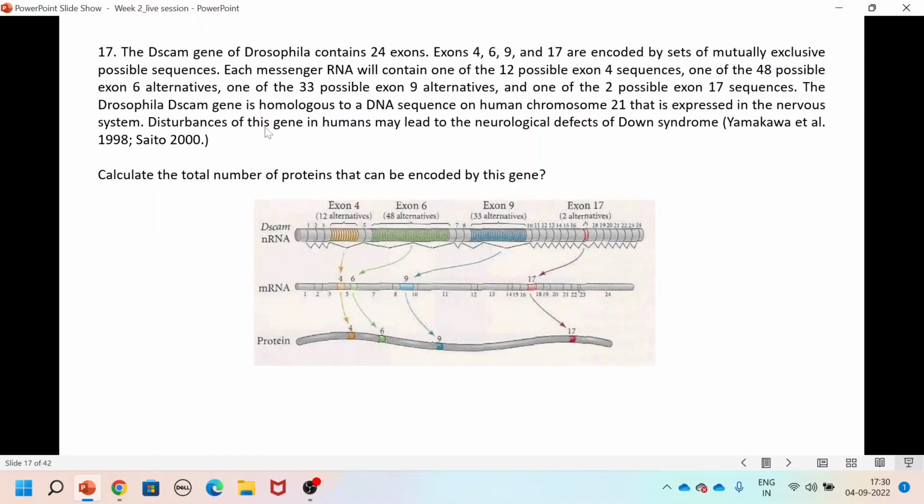The Drosophila DSCAM gene is homologous to a DNA sequence on human chromosome 21 and is expressed in the nervous system. Disturbances in this gene may lead to Down syndrome. So, this is for general information. I want you to calculate the total number of proteins which you think can be encoded by this gene.